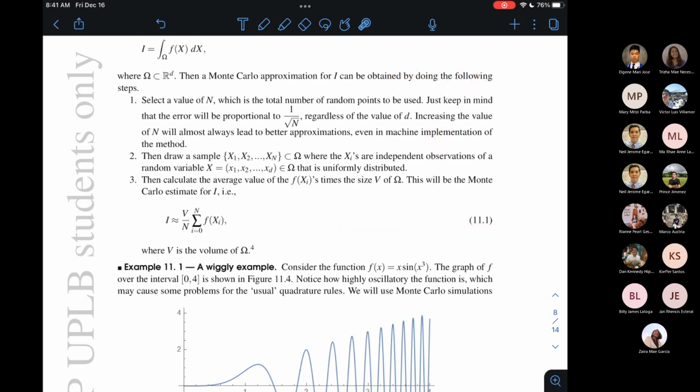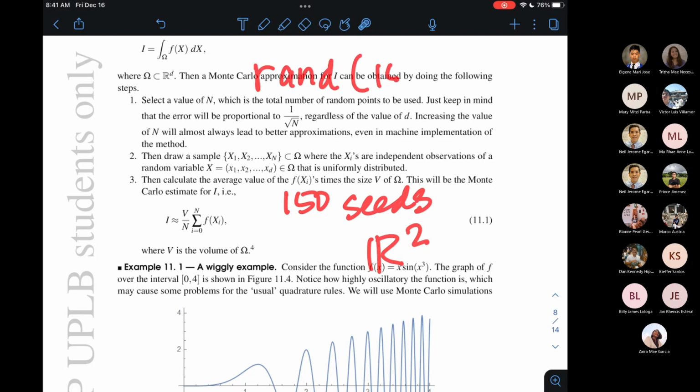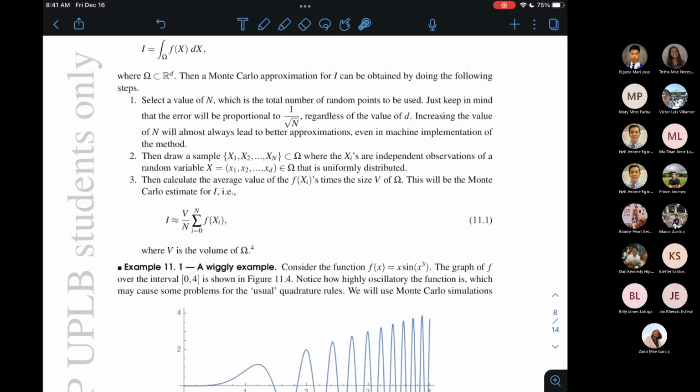So kung halimbawa, kailangan mo ng 150 seeds or 150 points, tapos nasa R2 ka, so pwede mong pagawa kay MATLAB rand of 150, 2. So it will give you a matrix of uniformly distributed random numbers, 150 of them, na tigdadalawa yung components na laman. But be careful with this because this rand command will give you randomly distributed numbers from 0 to 1. Pero ang problema, paano kapag si omega ay hindi lamang simpleng 0 to 1?